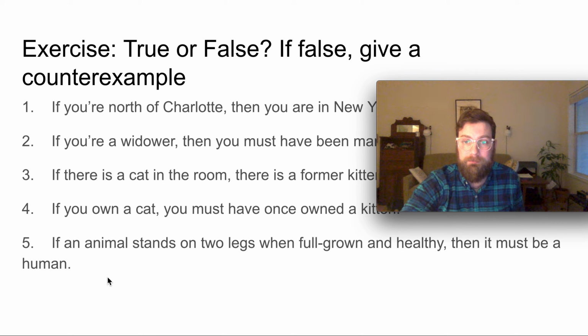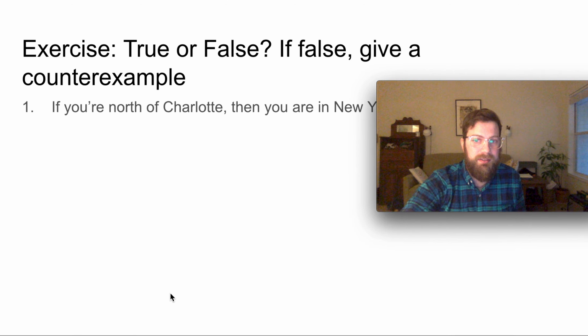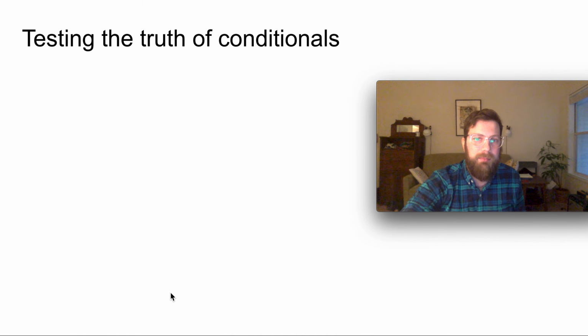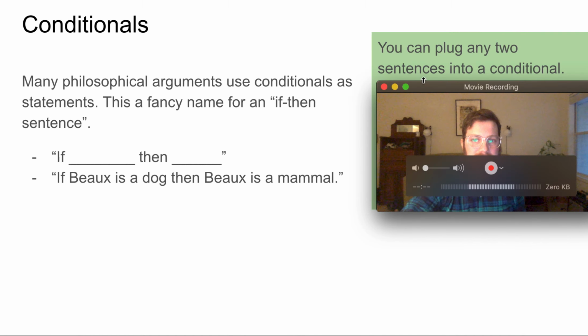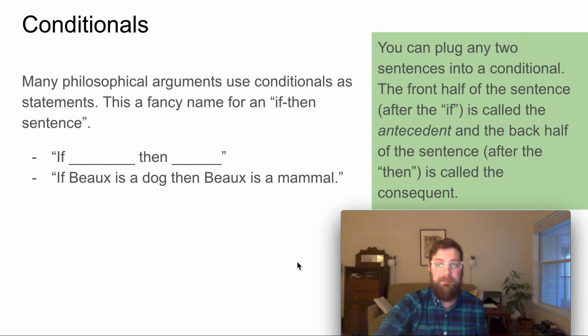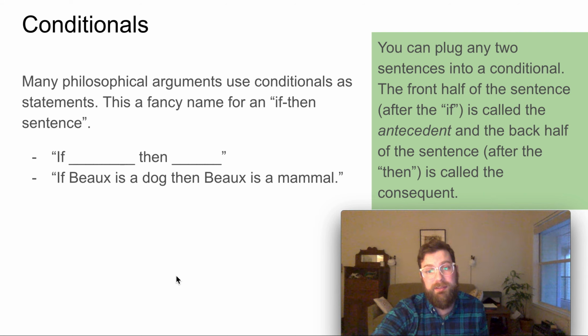So that's going to wrap it up for our little introduction to conditionals. The big thing you need to know is that it's an if-then statement where the antecedent guarantees the truth of the consequent, and that if you have a false conditional, then you can imagine the antecedent true but the consequent false. So that's going to do it for this one.